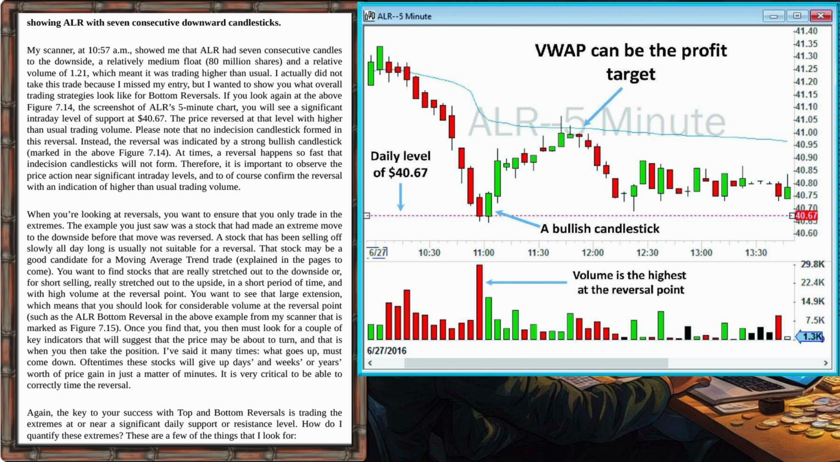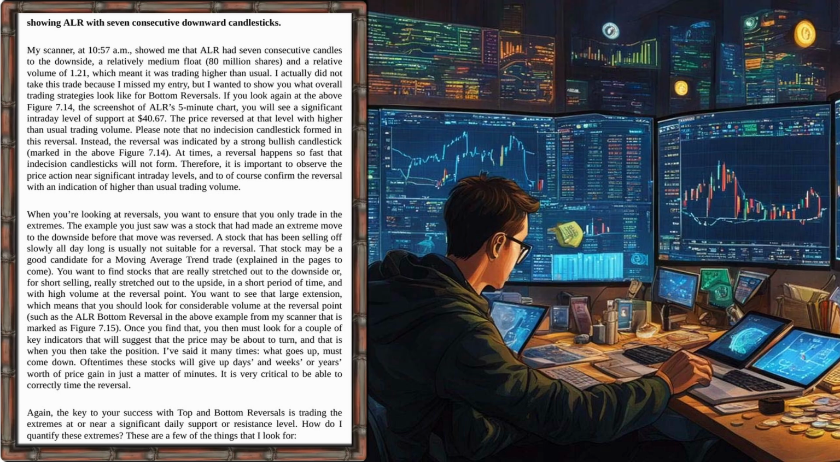Therefore, it is important to observe the price action near significant intraday levels, and to of course confirm the reversal with an indication of higher than usual trading volume. When you're looking at reversals, you want to ensure that you only trade in the extremes. The example you just saw was a stock that had made an extreme move to the downside before that move was reversed. A stock that has been selling off slowly all day long is usually not suitable for a reversal. That stock may be a good candidate for a moving average trend trade, explained in the pages to come.